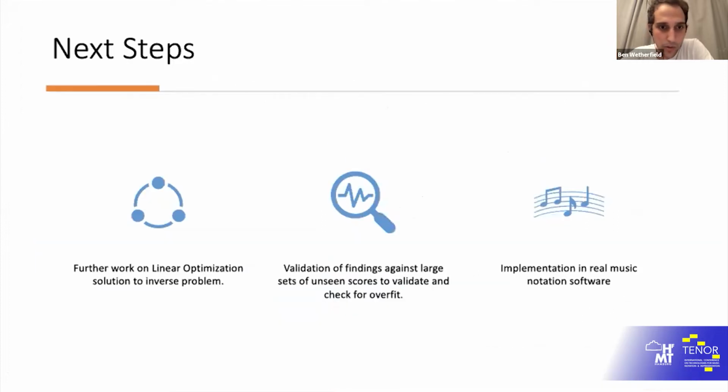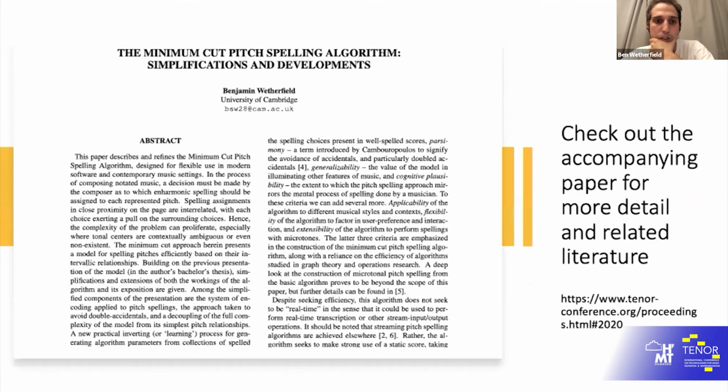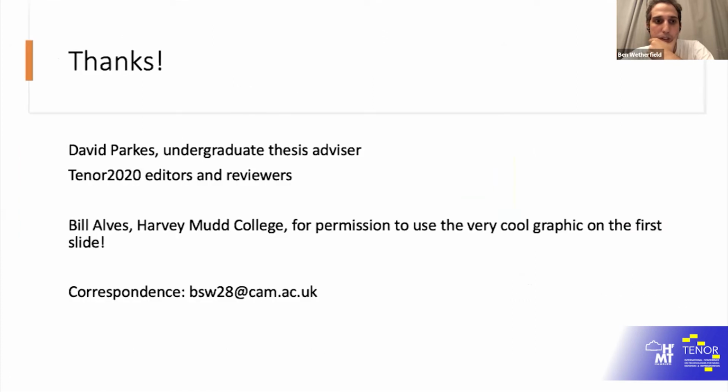So next steps are essentially doing this big machine learning type task, then validating against large sets of scores. And wouldn't it be nice to implement it in real notation software eventually? So yeah, this is just saying what I talked about today, and here's the paper, and thanks.